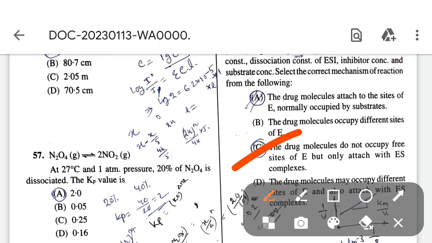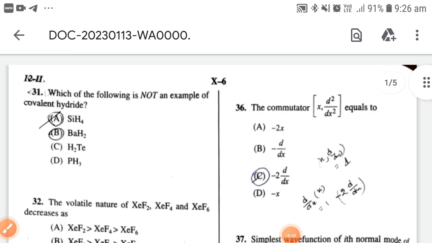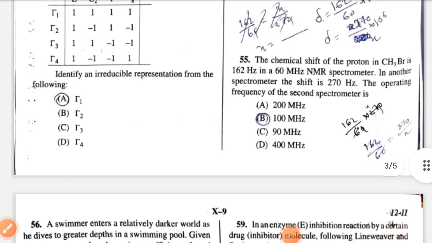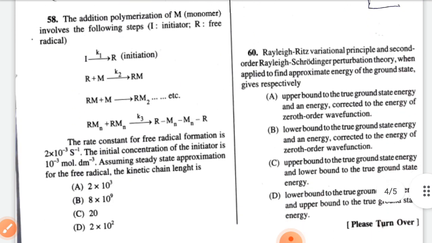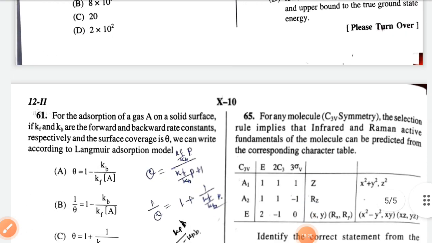The drug molecule does not occupy the free site of E but only attaches with the ES complex. Next, in this question I also have a doubt, so I can't do this. Okay, so there are 2 or 3 questions I can't do.